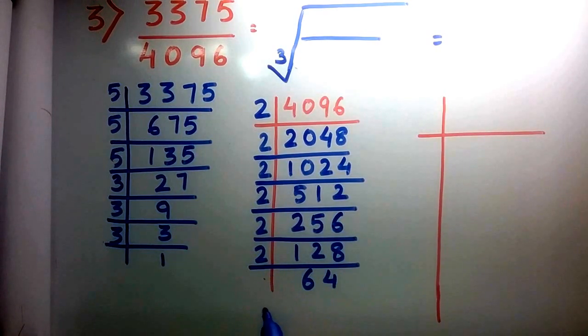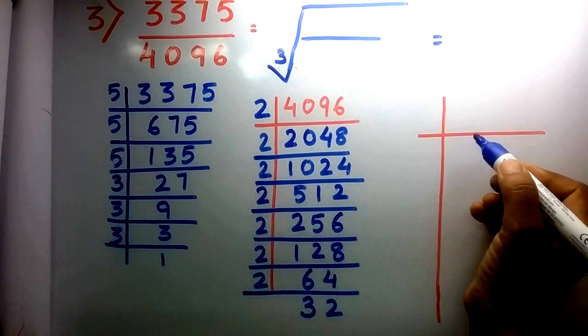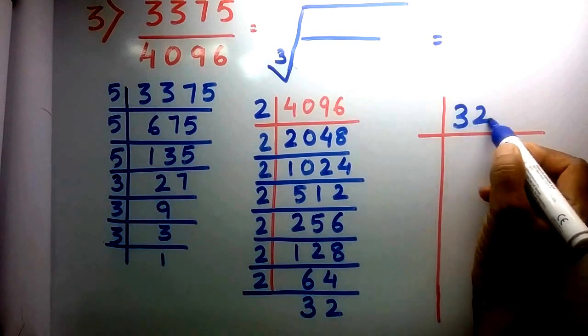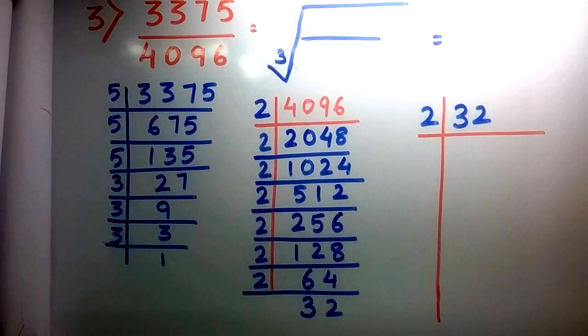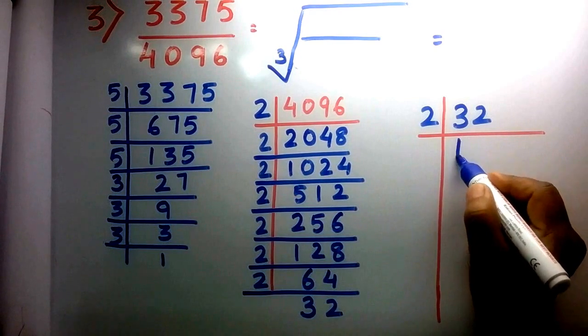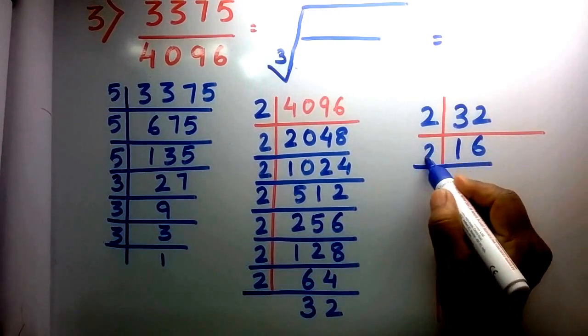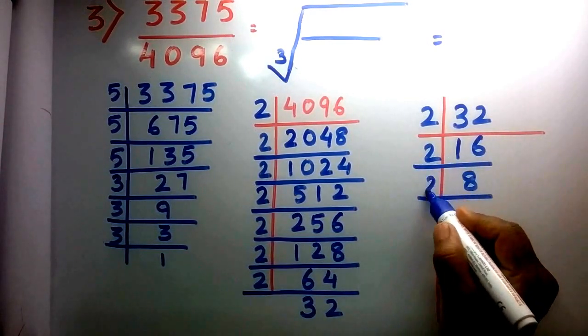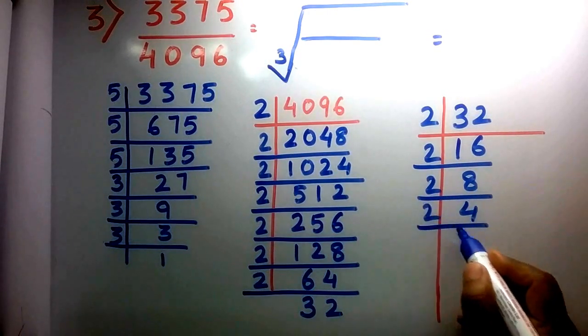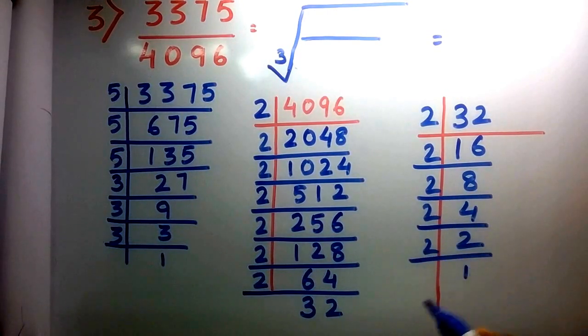We'll continue with the 2 table. 2 twos are 4, 2 threes are 6, 2 twos are 4. Continue here with the 32. It will again be divisible by 2. 2 ones are 2, 2 sixes are 12, 2 eights are 16, 2 fours are 8, 2 twos are 4, and 2 ones are 2. Altogether, we are going to write all the factors.